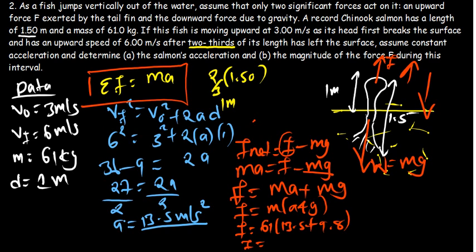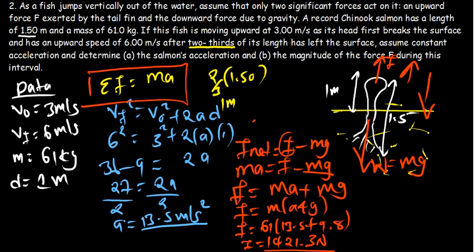So if I get my calculator here, I'll be able to get 13.5 plus 9.8. Now that times 61. I'm getting 1421.3 newtons. So this is the answer.